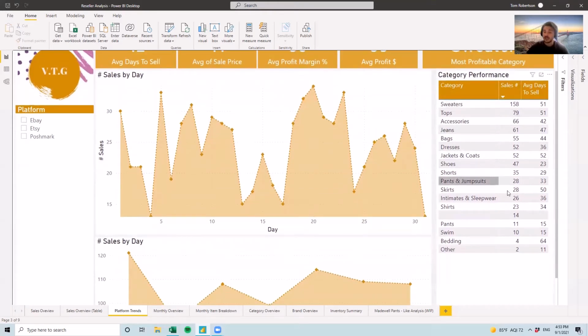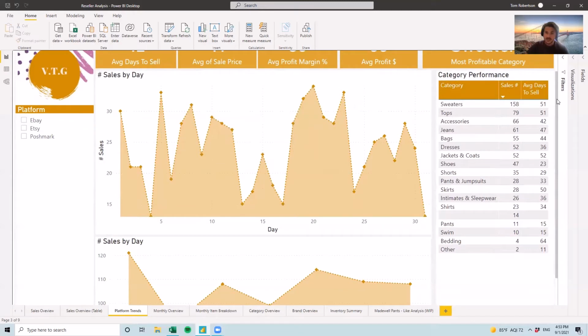And then we also get category performances here as well. So eBay and Etsy don't actually give you this in their export, so we have to do some smart logic to assume what the category is from the title. But we can see the total number of sales that we've made. You can see sweaters right up there for us, and then average days to sell as well.